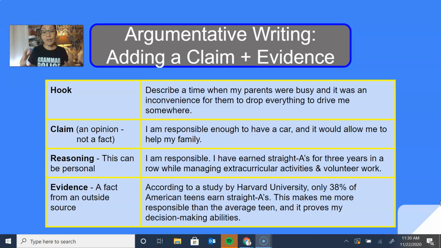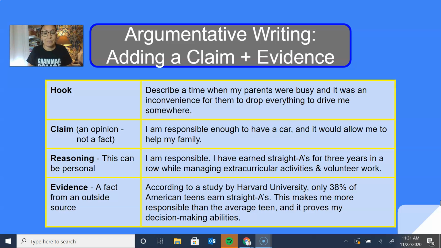You might start with your hook. You might begin by describing a time when your parents were really busy and they were very inconvenienced by having to drop everything and take you or your siblings to some sort of after-school activity or a friend's house. You might create that beginning by just inserting a little anecdote or a little true story, something that your family really experienced.